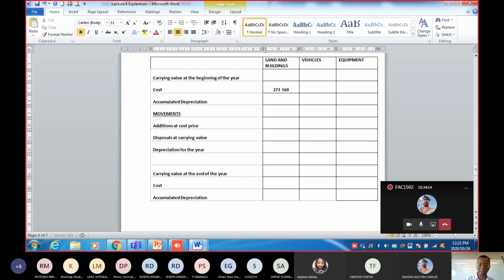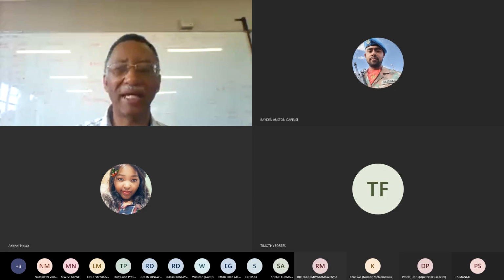There's no accumulated depreciation on our land and buildings, which means that the carrying value is also 273,560. We've got no further information. Nothing was purchased or sold on land and buildings. Therefore, at the end of the year, the cost is still 273,560. No accumulated depreciation, and your carrying value at the end of the year is an amount of 273,560. Any queries on the land and buildings?